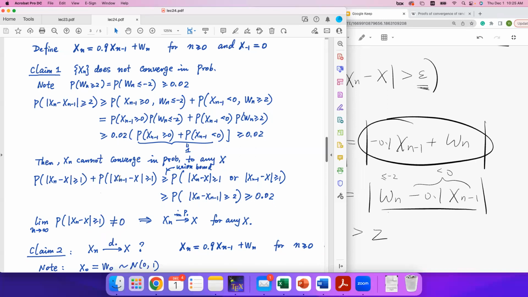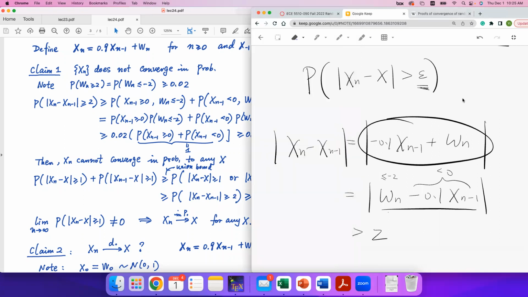The addition of these two probabilities is bigger than or equal to the probability of the union event. Based on the probability law, the probability of the union event is less than or equal to the sum of the individual probabilities. So here's a union bound, applying the fundamental axioms of probability laws. Why do we want to do this? Because this is a union event: either the deviation in xn is bigger than 1, or the deviation of xn minus 1 is bigger than 1. And this union event would imply this one.